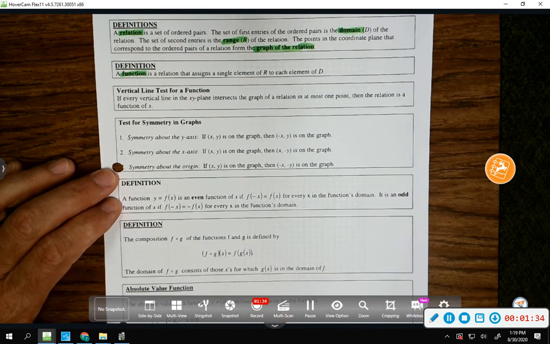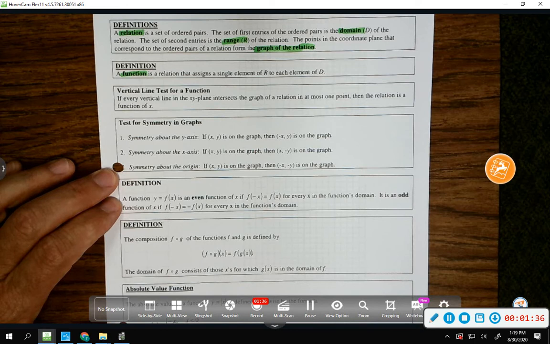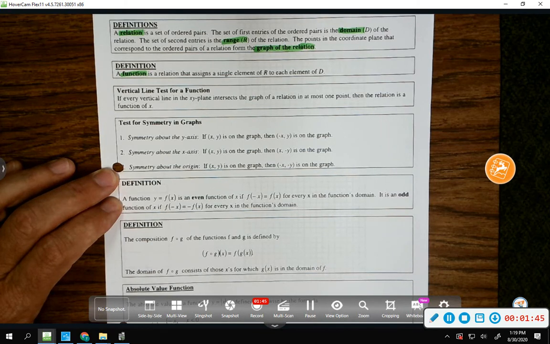Here are some tests for symmetry. Symmetry about the y-axis. If (x, y) is on the graph, then when you plug negative x in, you should get the same y value back out. That will give you symmetry about the y-axis. A good example of this is y equals x squared. If you plug negative x in for x, you get the same thing back out. The parabola y equals x squared that opens upward is symmetric about the y-axis.